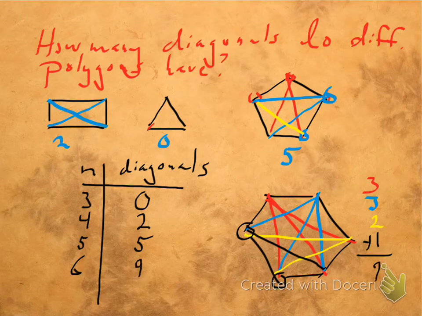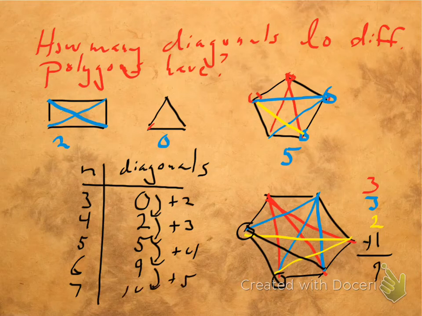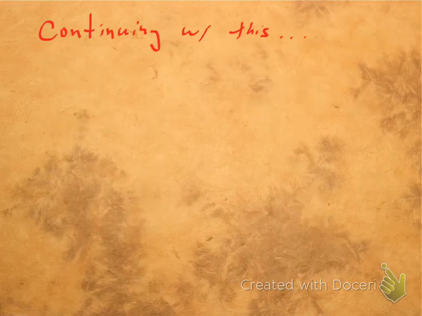And you might notice a pattern here. By drawing a diagram, we can figure out this problem, but now we can also look for a pattern. Right here I went up by 2. Right here I went up by 3. And right up here I went up by 4. So it stands to reason if I did a heptagon with 7 sides, I would probably go up by 5. And so I'd expect it to have 14 diagonals. Alright, so let's go ahead and try that out, and we'll see if it works. And so continue with this.